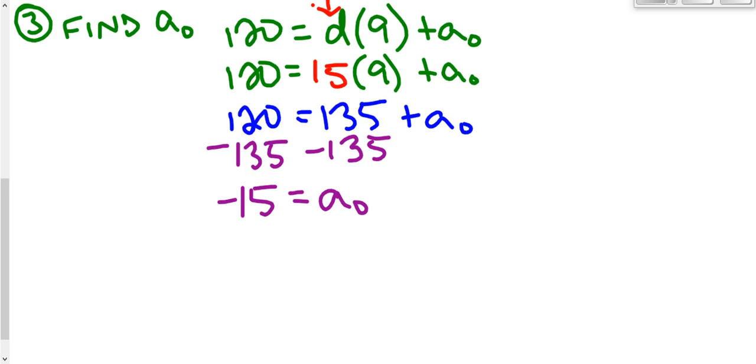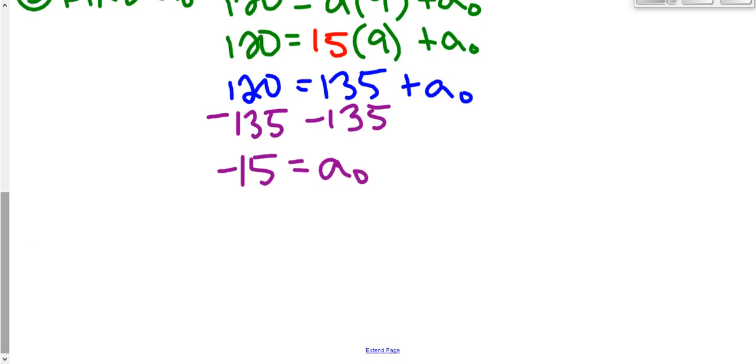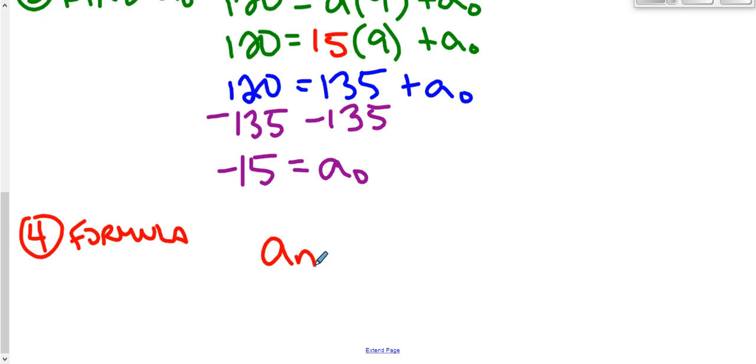Now we're ready for our last step. We found d and we found a sub 0, so we're ready to go ahead and find our formula. So our formula, remember, is that a sub n equals dn plus a sub 0. So we know that a sub n is going to equal d times n. d is the number 15 times n. And then we add the number a sub 0. a sub 0 is negative 15, so we subtract 15 from the end here. So that's our general equation. We plugged in the d we found before, 15, and then we just plugged in our a sub 0 as well, the negative 15 at the end.